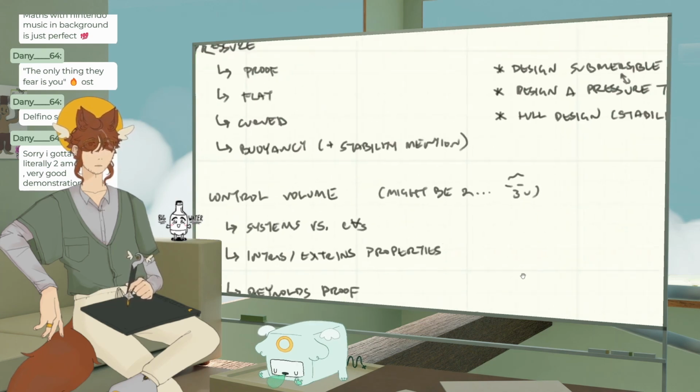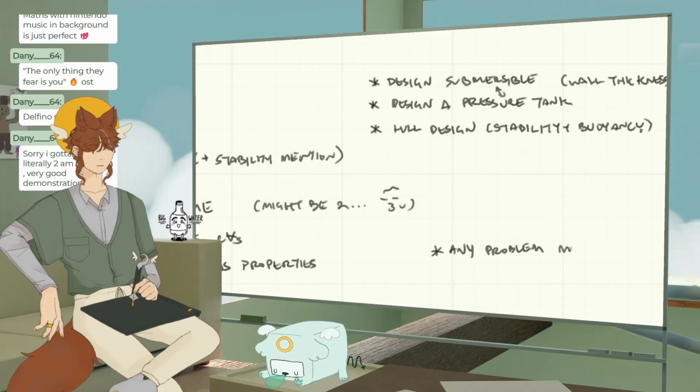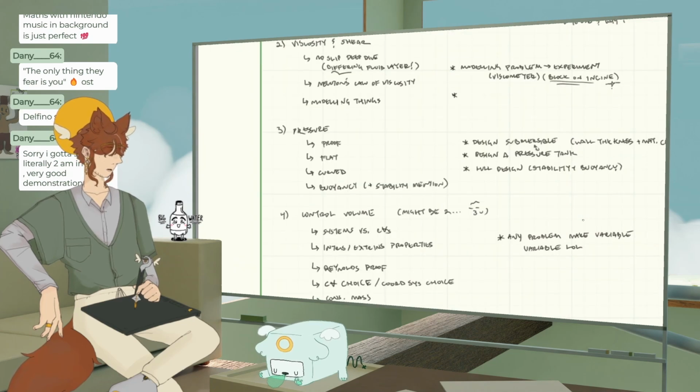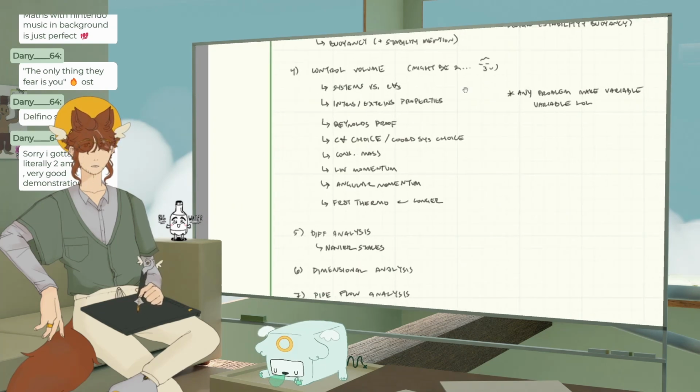And then for control volume, there's not a lot of fun, or I mean, there's some fun design things you can do, I guess. Just like any problem, make variables variable. Right? Because you'll just do the problem and then you'll be like, well, what if this thickness was different, or what if this density was different? Could I get it to go faster? Do I want it to go faster? Those kind of things. I think that's good.